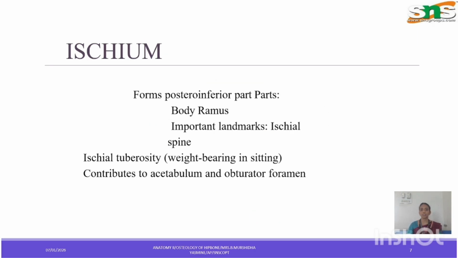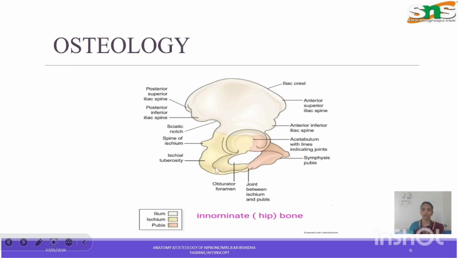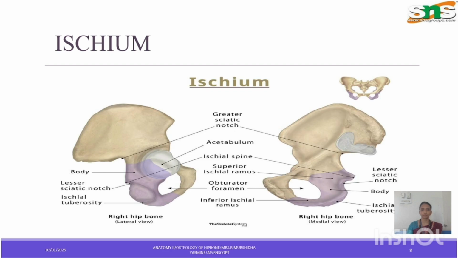The ischium forms the posterior inferior part of the hip bone, and its parts are the body and ramus, with the ischial spine as an important landmark. As I told earlier with this picture, this is an important landmark in the ischium. This picture shows the coloring that forms the ischium: the body of the ischium and the ischial tuberosity. So this is about the ischium.